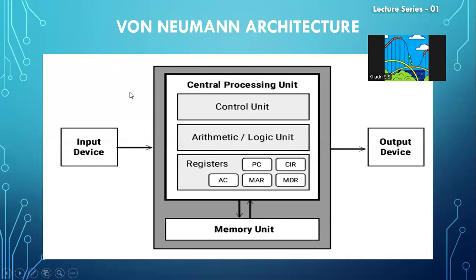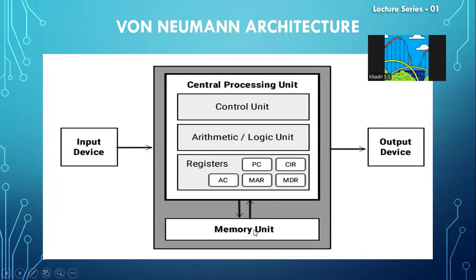Here is the Von Neumann architecture. Input devices: as you know, we regularly use the mouse and keyboard as input devices. That input should be passed to the CPU, which will perform the entire operations, store the result in the memory unit, and then pass it to the output devices.